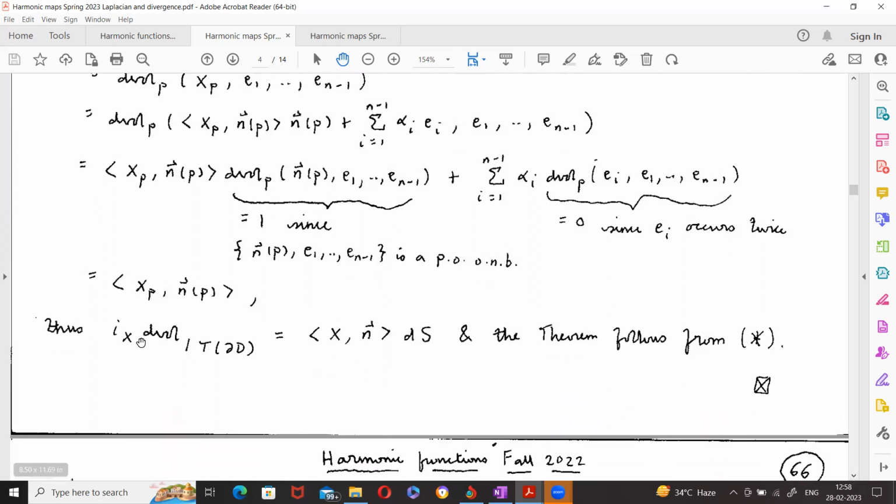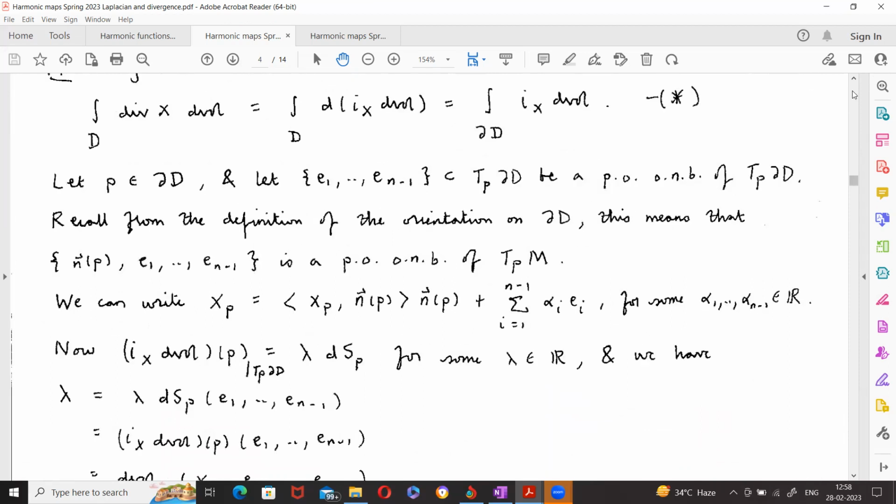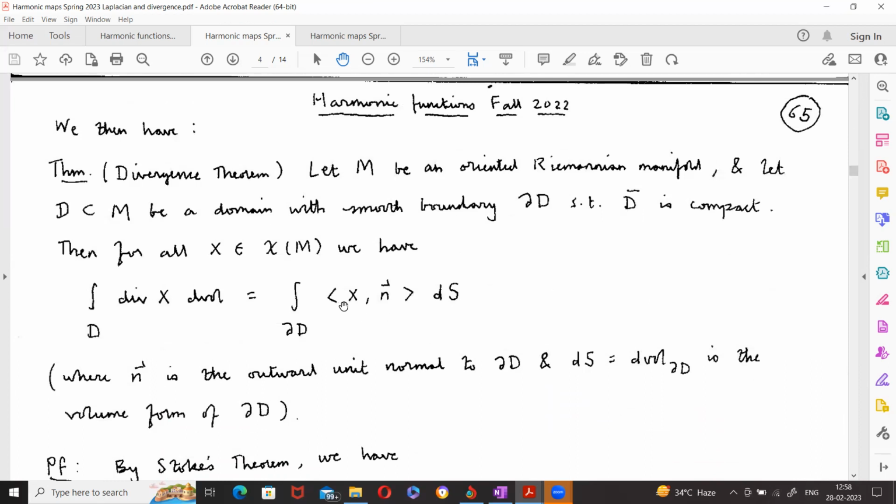That means that Ix d vol restricted to the tangent space to the boundary is X inner product N into ds. Okay. And so when I substitute that back into this, integral over the boundary Ix d vol becomes integral over the boundary X inner product N ds. And so that's the proof of the divergence theorem. Is that okay? Yes. Yeah? Fine. So we'll be using this divergence theorem again and again. So it'll be very useful for us.